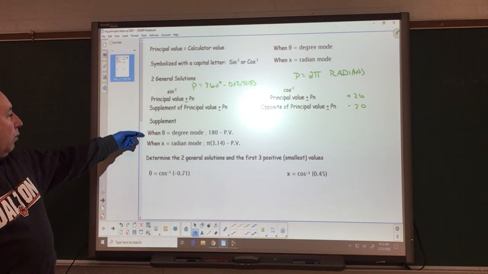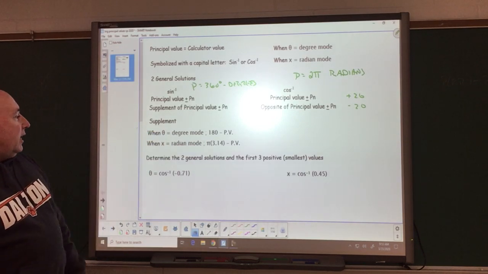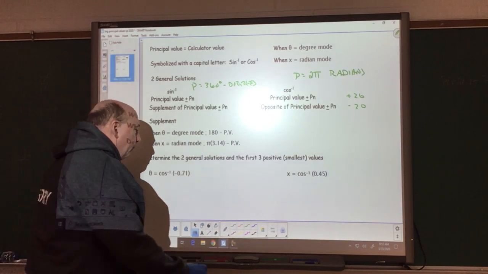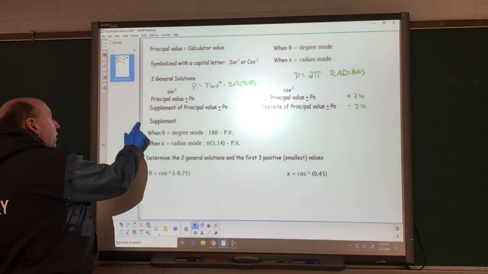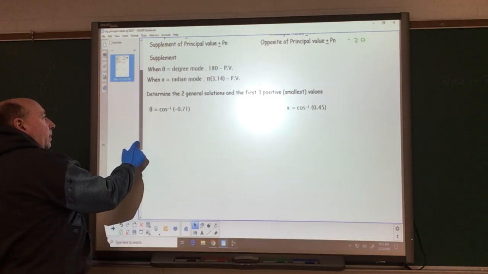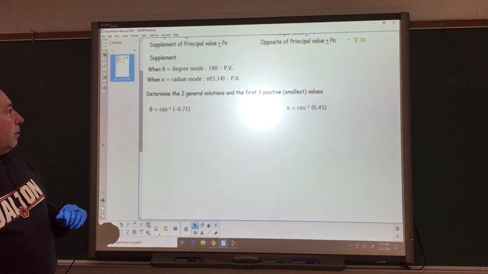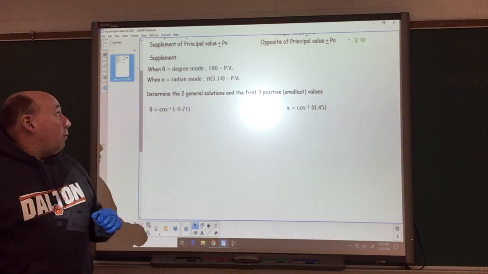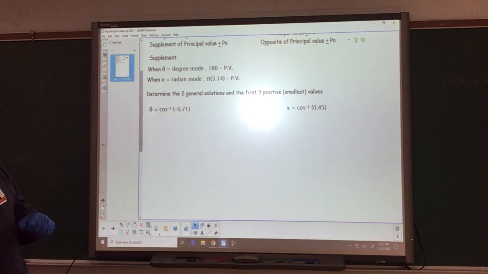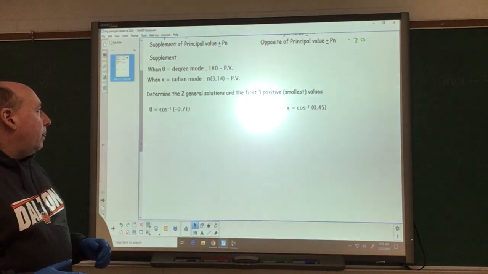Once again, when in theta, we are in degree mode. When in x, we are in radian mode. What we're going to do now is go through some examples. Inverse cosine of negative 0.71. The directions say I want two general solutions and the first three positive smallest values. So that's what we're looking for here.